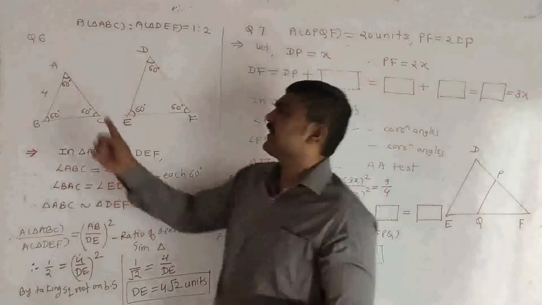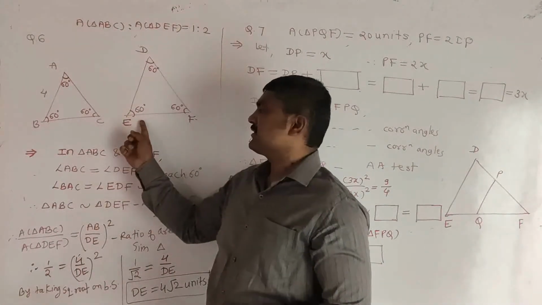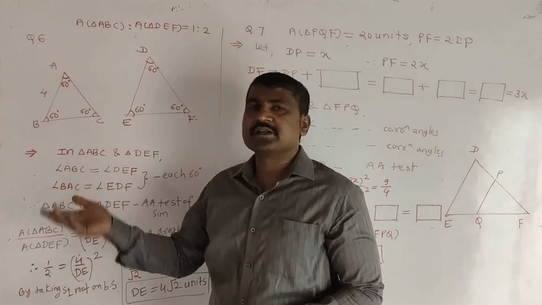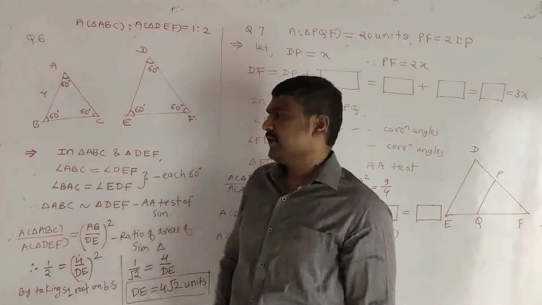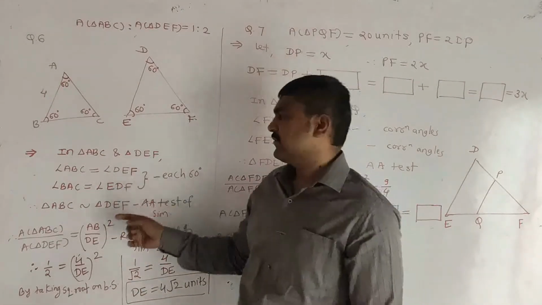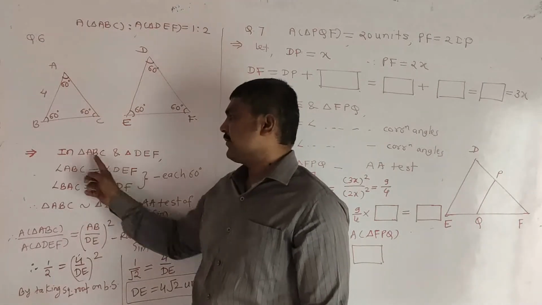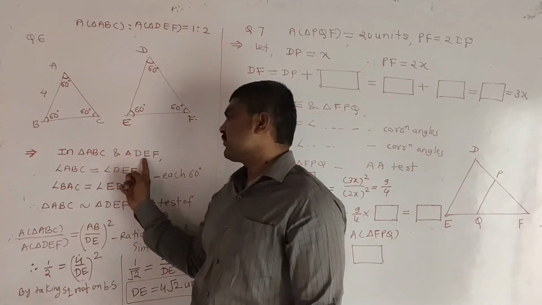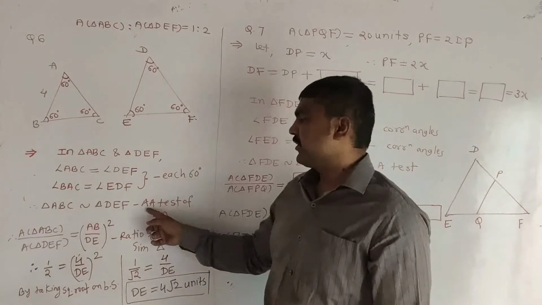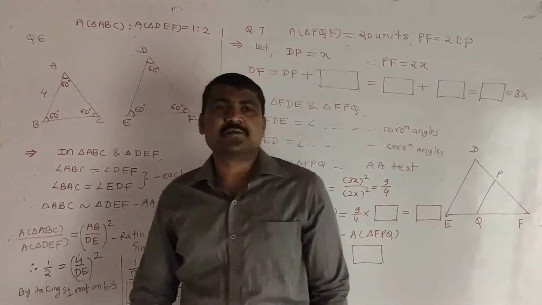So here it is clear that angle A and angle D are the same, 60 degrees, B and E are the same, 60 degrees, C and F are the same. Three pairs are the same, but we need only two pairs. That's why I have written the two triangles are similar. After that, I have written ABC and DEF. I have interchanged AB, that's why I interchanged DE. So each angle is 60 degrees. With the help of the AA test of similarity, I have shown these two triangles are similar.